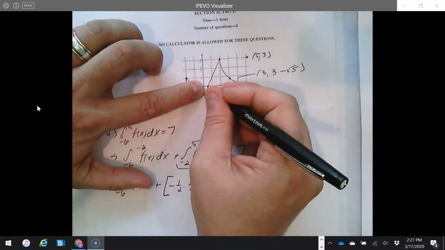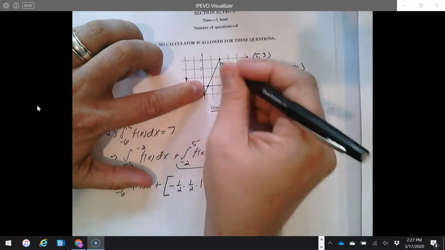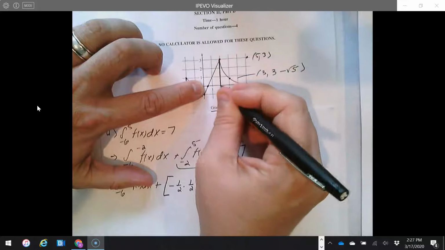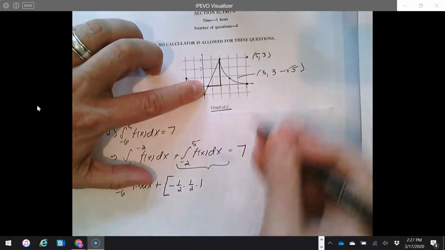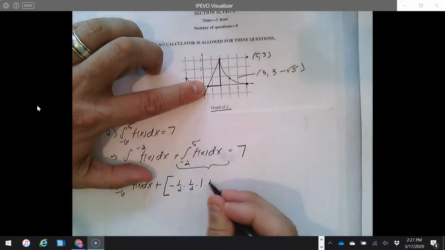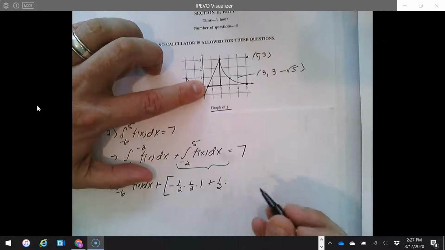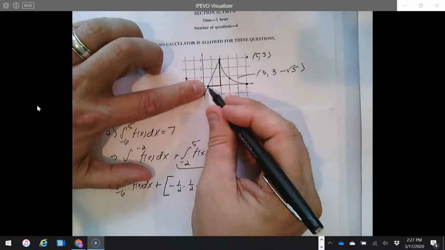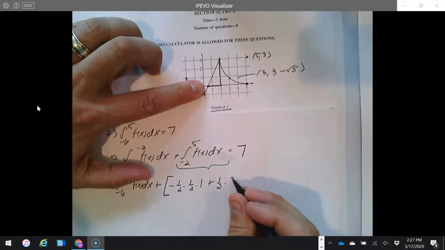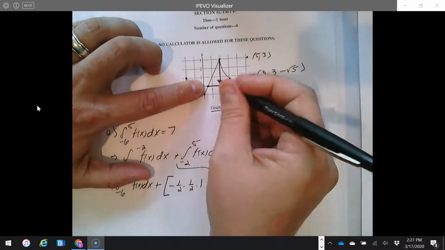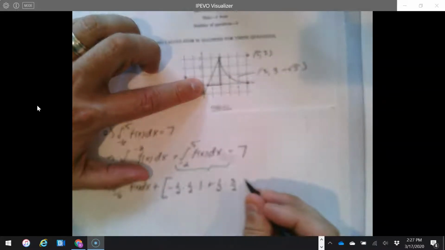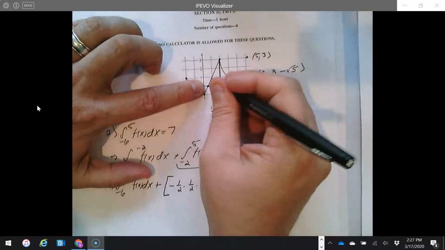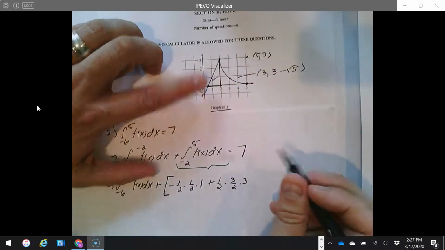The next part I'm interested in going from this point here to x equals 2. Now that is another triangle. It's above the x-axis, so 1/2. The base is going to be 1.5 or 3/2. The height is 1, 2, 3. So far, so good. I've calculated that area.